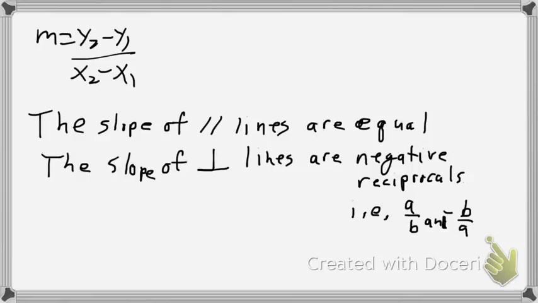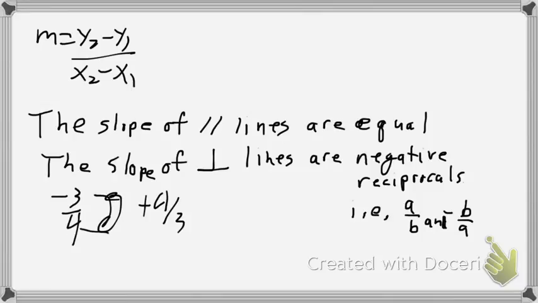So if I had negative 4/3 as the slope of a line, what would the slope of a line perpendicular to that be? 3/4, positive 3/4. Flip it, change the sign. So if I have negative 3 over 4, I flip it over, so I have 4/3, and then I change the sign. Make sense?